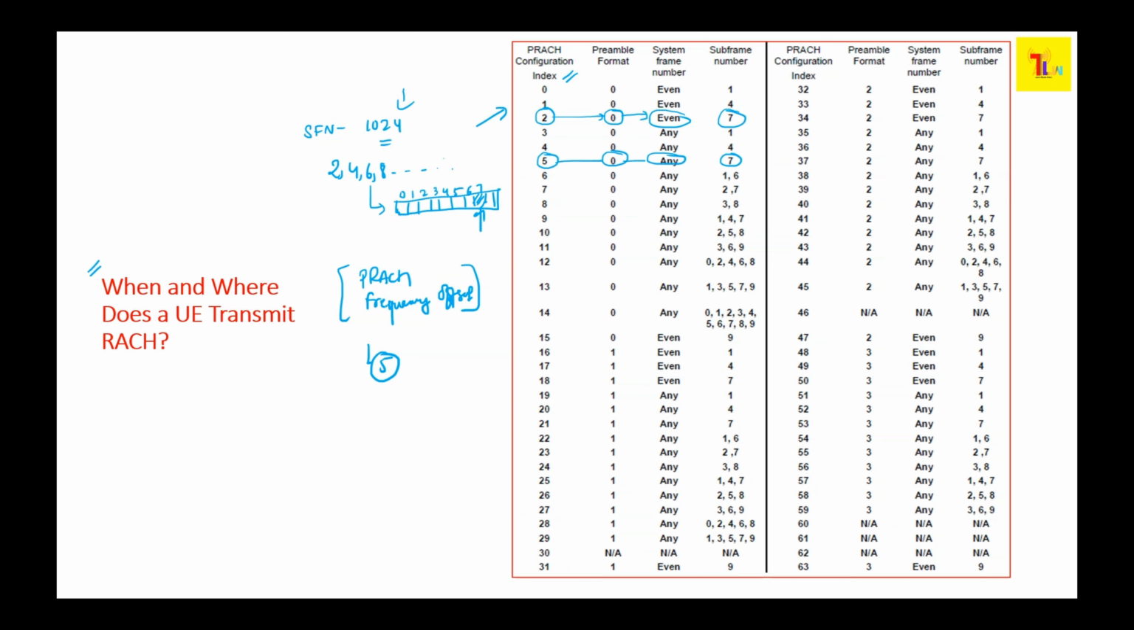If your PRACH config index is 5, it is telling that it supports the PRACH transmission in subframe 7 of every frame.